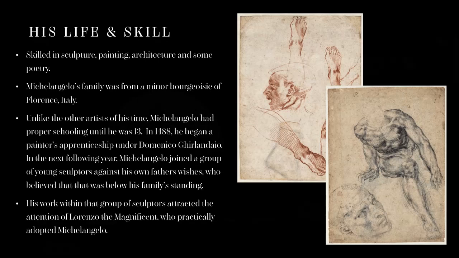And unlike the other artists of his time, Michelangelo did have proper schooling until he was at the age of 13. In 1488, he began in a painter's apprenticeship under Domenico Ghirlandaio. In the following year, Michelangelo joined a group of young sculptors against his own father's wishes, who believed that he was below his family's standing. His work within that group of sculptors attracted the attention of Lorenzo the Magnificent, who practically adopted Michelangelo and then taught him everything he knew.